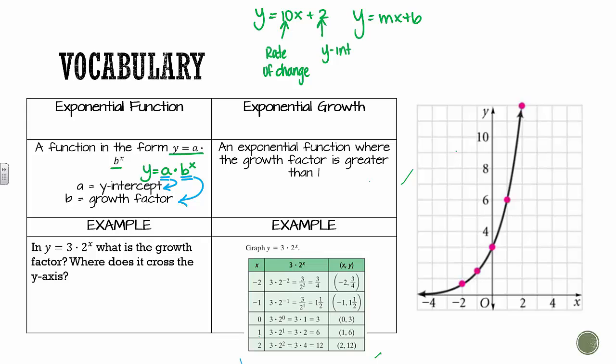So in this example, I want you to tell me what the growth factor is and where it crosses the y-axis, the y-intercept. So today we're going to focus on exponential growth, and tomorrow we'll talk about exponential decay. But growth is where the growth factor is greater than 1, where something is growing. So in this example here, our growth factor is 2. And because of that, that means things are getting twice as big every time.